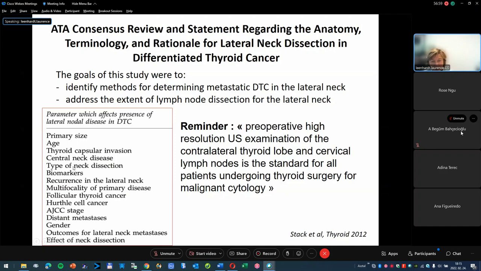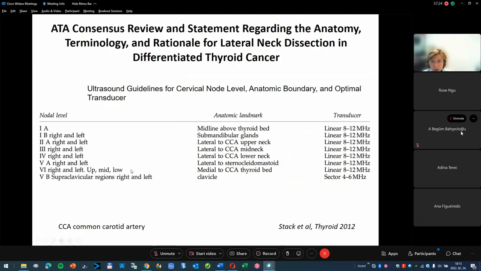He also reminds us that the preoperative high-resolution ultrasound examination of the thyroid lobe and the cervical lymph nodes is really needed. It is the standard for all patients undergoing thyroid surgery for malignant cytology. And it's the first consensus that puts together the nodal level, the anatomical landmark, and the transducer that is recommended to detect the lymph nodes. So you see that you need a high frequency linear probe transducer, and here you have the anatomical landmarks that we have described previously.